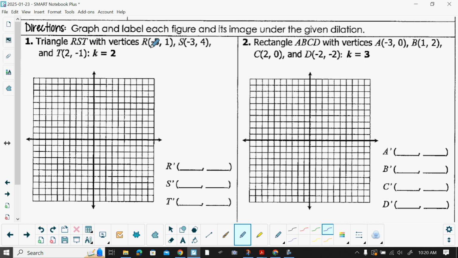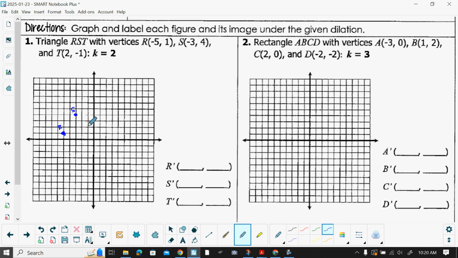So RST, negative 5, 1. Let's see here. This is 0. X-axis is the horizontal, y-axis is the vertical. So negative 5, 1 would be 1, 2, 3, 4. There's negative 5. Up to 1 is right there. There's R. S is negative 3, 4. Let me put a little R right there. So 1, 2, 3, 1, 2, 3, 4.